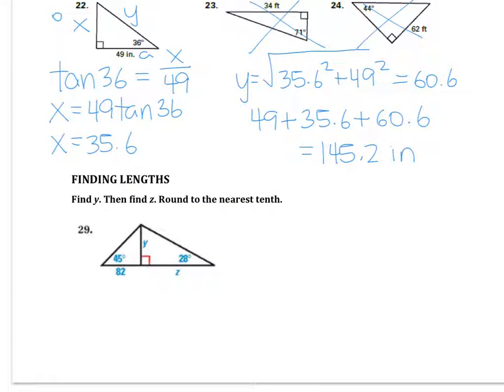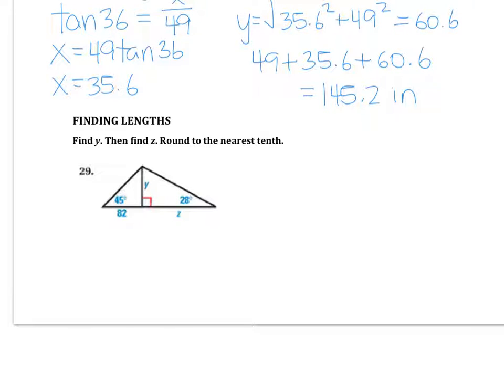And in the complex figure, it already tells you in the directions which one to find first. We have a 45, 45, 90 triangle. And in a 45, 45, 90 triangle, the legs are the same. Or you could do the tangent of 45 equals opposite. I'm using that 45. Opposite over adjacent.